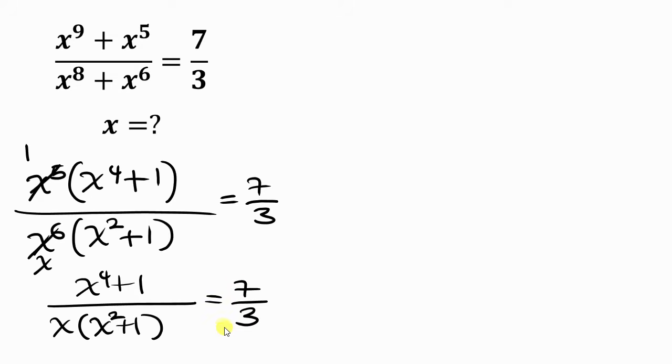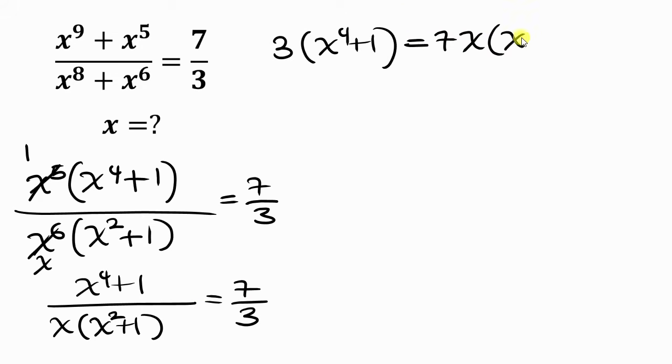Now, our next step will be for us to cross multiply. So we're going to use this 3 to multiply the numerator. So 3 times (x^4 + 1). This is equal to, now we use 7 to multiply the denominator. So 7x times (x^2 + 1).